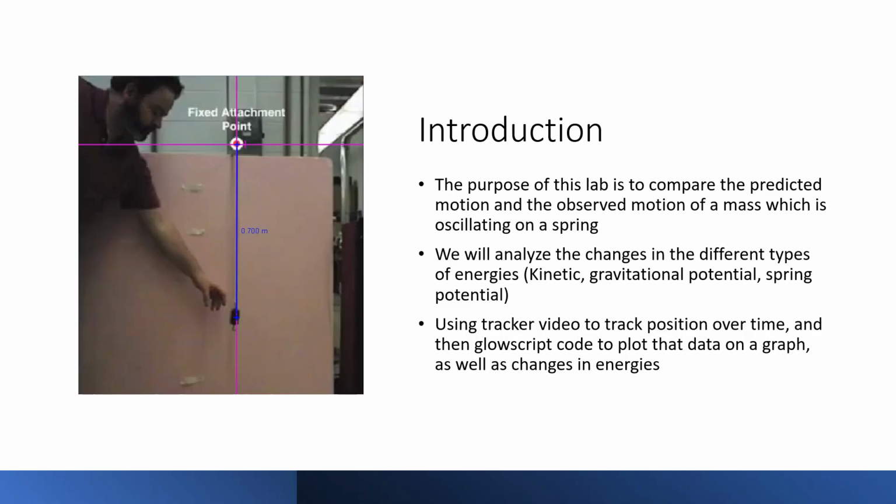So the purpose of this lab is to compare the predicted motion and the observed motion of a mass which is oscillating on a spring. We will analyze the forces acting on the object, as well as the changes in the different types of energies, including kinetic, gravitational potential, and spring potential energies. And we'll do that using a Tracker video to track the position of the object over time, and then GlowScript code to plot that data on a graph, as well as calculate and plot the changes in the energies.